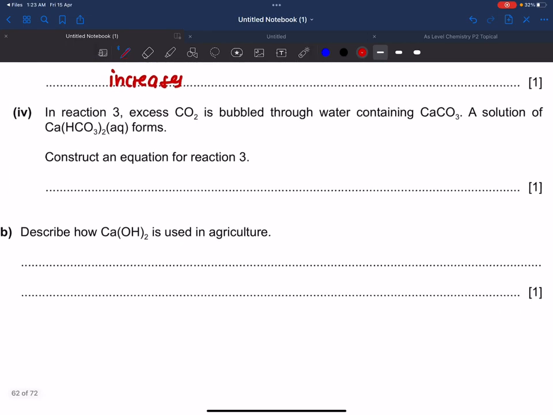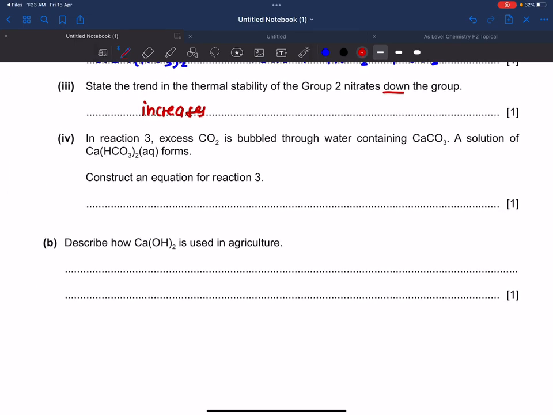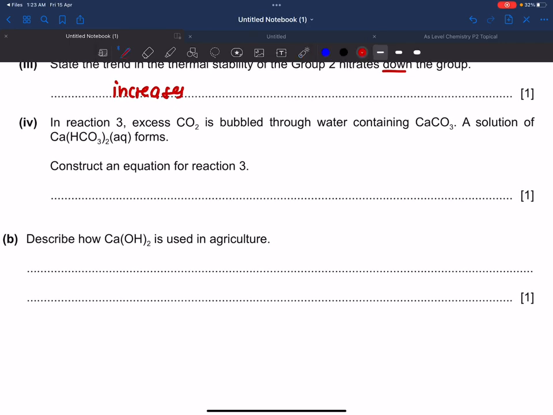In reaction 3, CO2 is bubbled through water containing calcium carbonate. A solution of Ca(HCO3)2 forms. We don't know what that is, and you don't even need to remember that. Just write the equation. That's it. CO2. Now let's start with the calcium carbonate. Calcium carbonate plus water plus CO2 forms what?